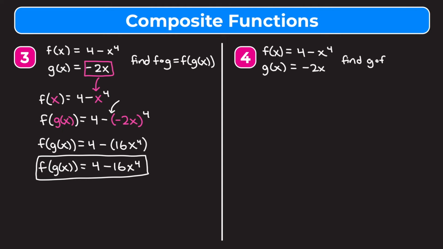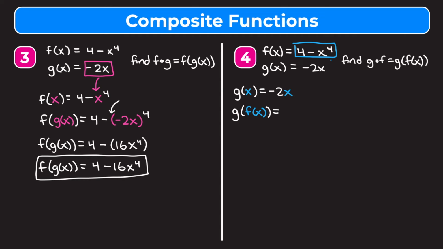So now if we take a look at example 4, we have the same functions, but we want to find g of f, or g of f of x, written like this. So I'm going to start by rewriting my g of x function. So g of x is equal to negative 2 times x. And now I want to find g of f of x. And I know that f of x is equal to 4 minus x to the fourth.